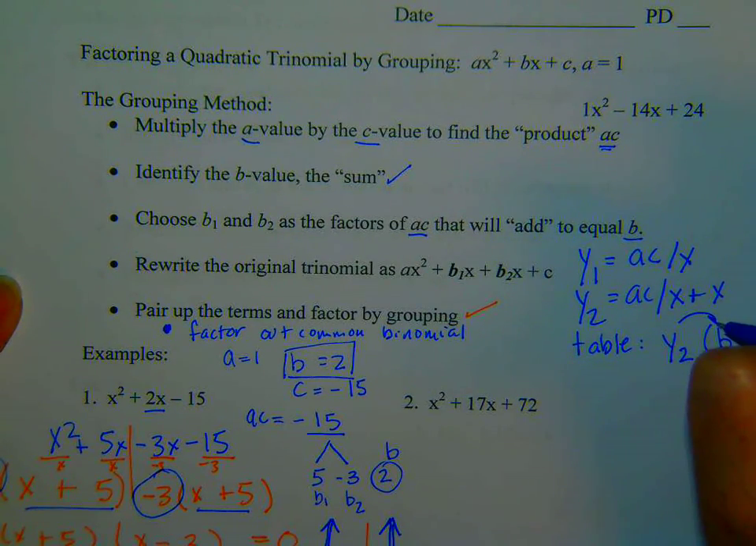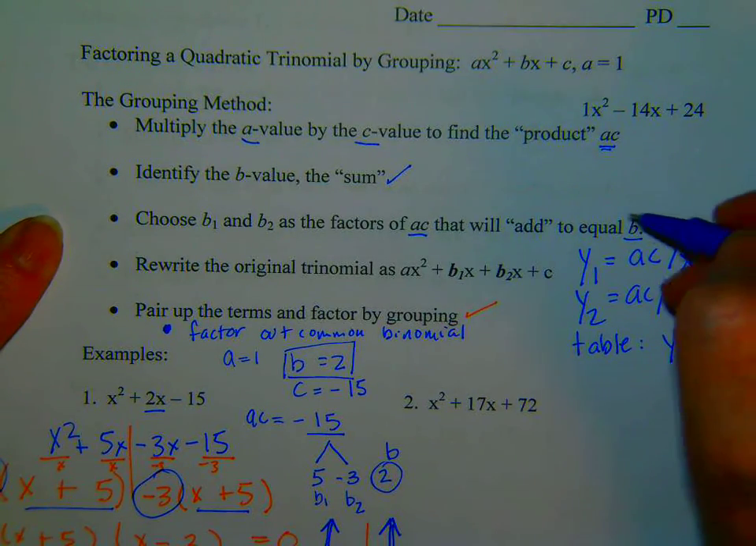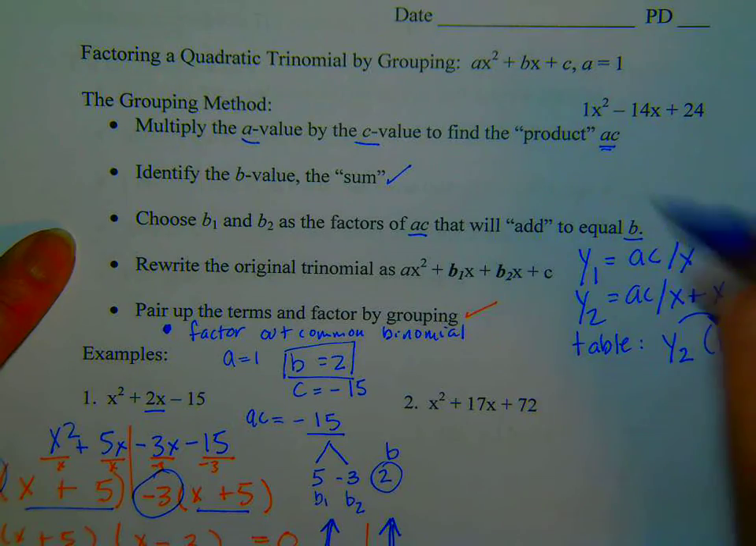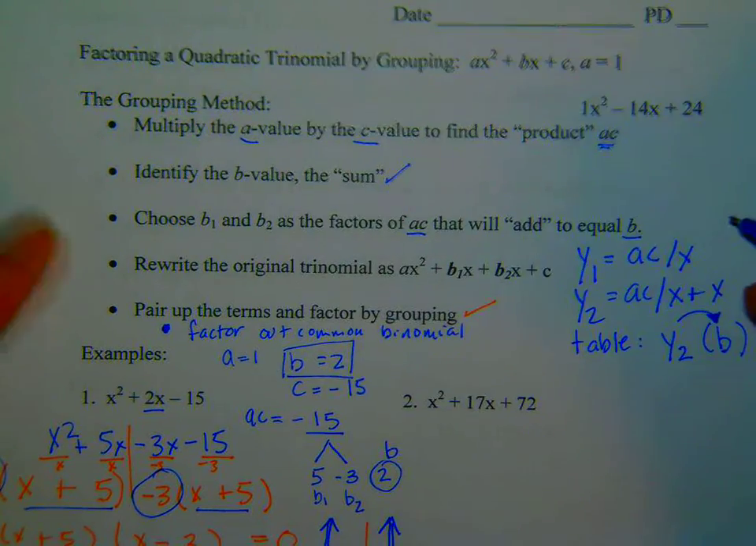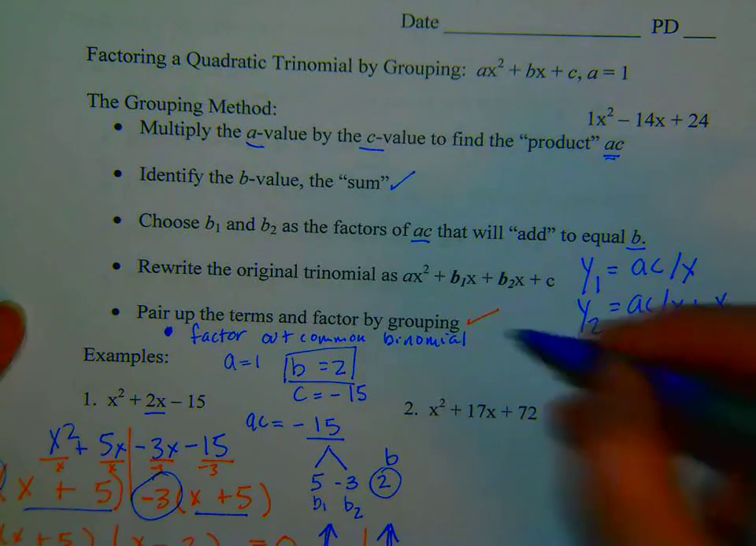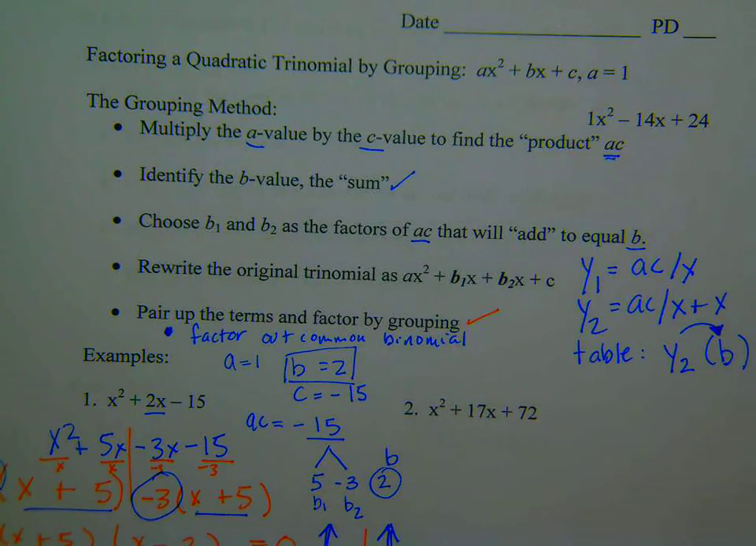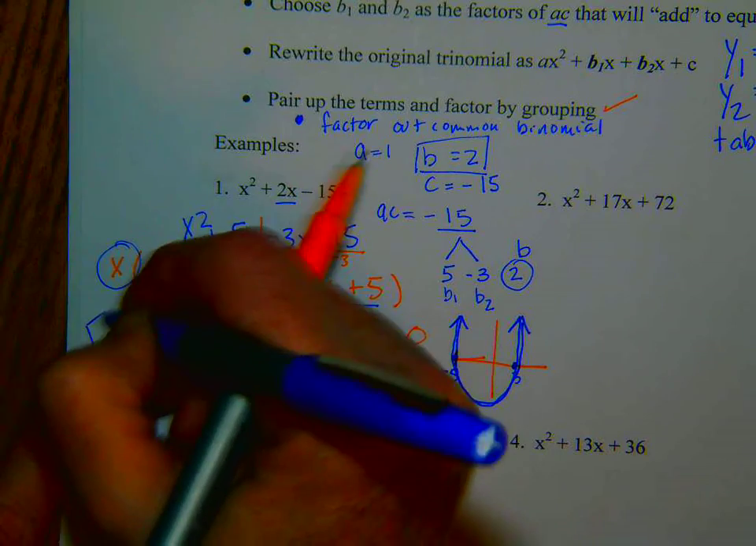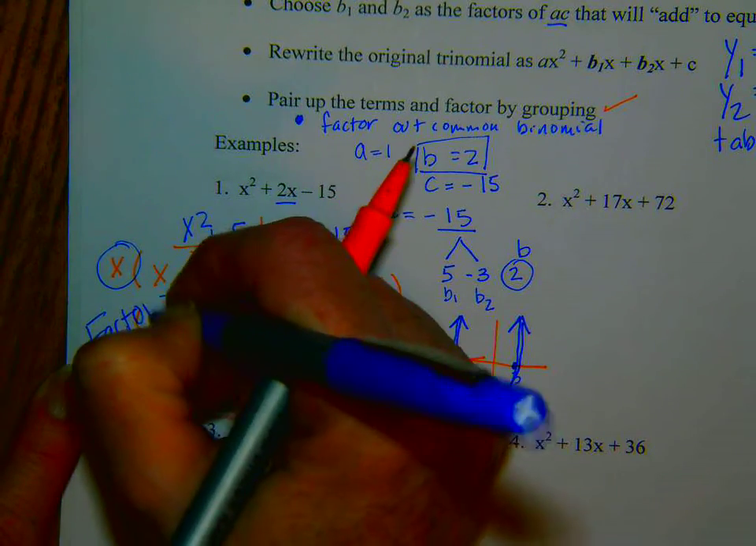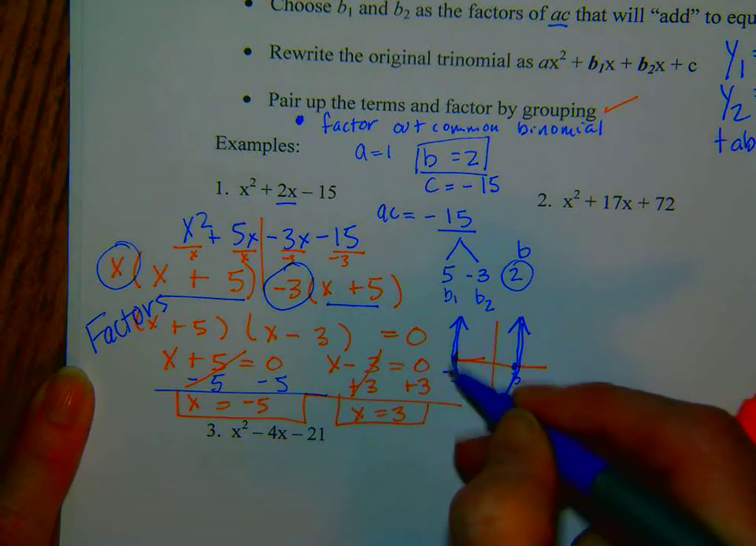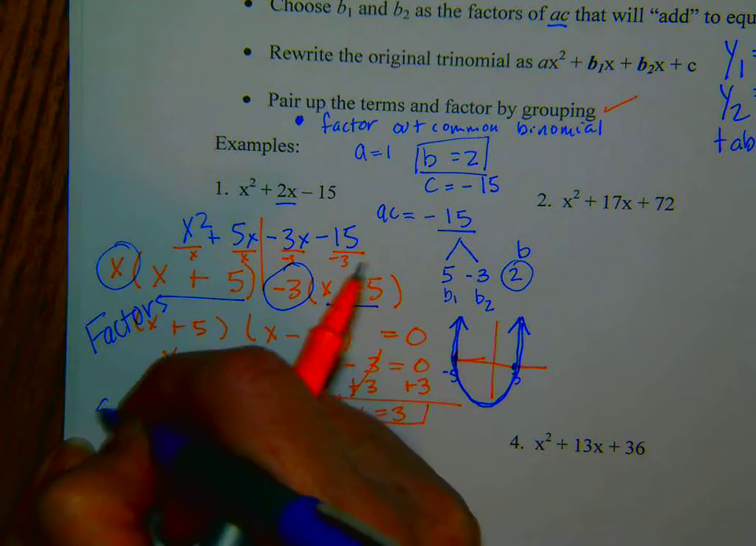You look to the y2 column and you look for b. So that's part of choosing your b1 and b2. Rewrite the original, factor by grouping. Once you've, moving back up here, once you've found your factors, you set them equal to 0 and you solve.